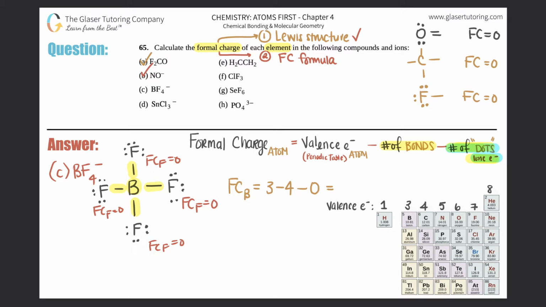3 minus 4 minus 0 is -1. And there is the -1 charge. It comes from the boron. And if you add all these up, 0 plus 0 plus 0 plus 0 plus a -1 is the -1 charge. So that checks out. And that's done. Next, D.